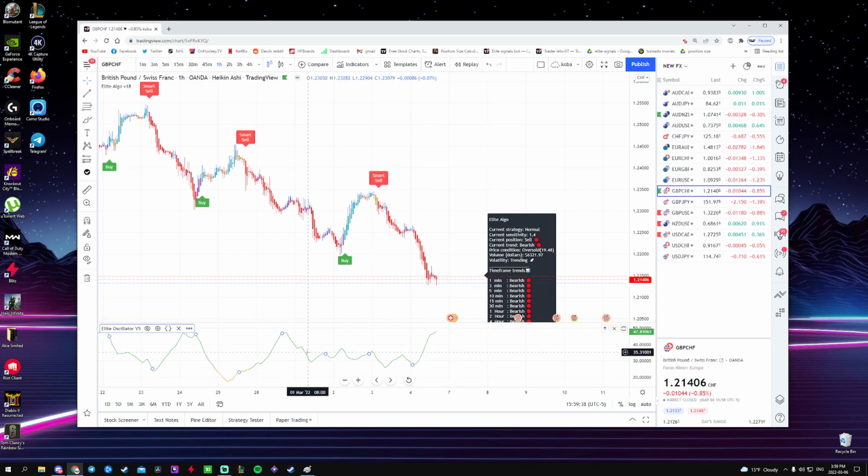Now, what we want to do with this line, again, is we only want to be trading the signals when the line is currently green, right? That's when we want to be entering these signals.